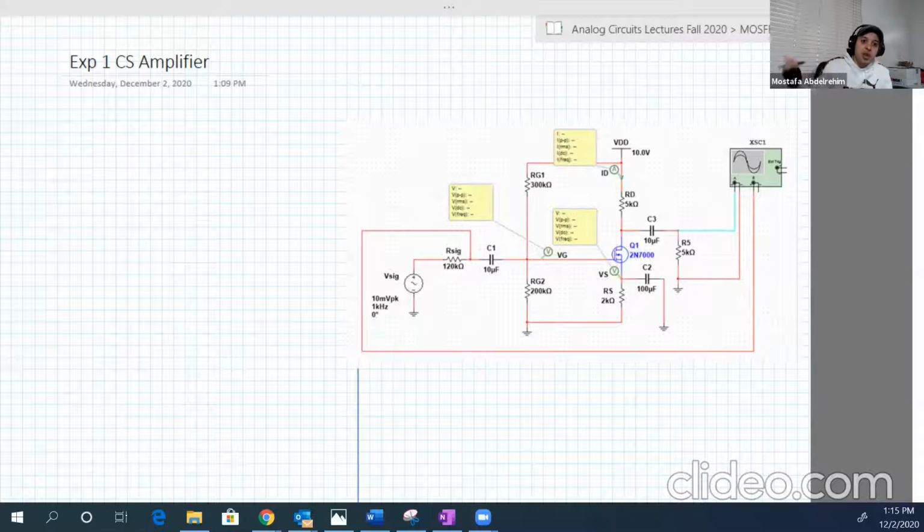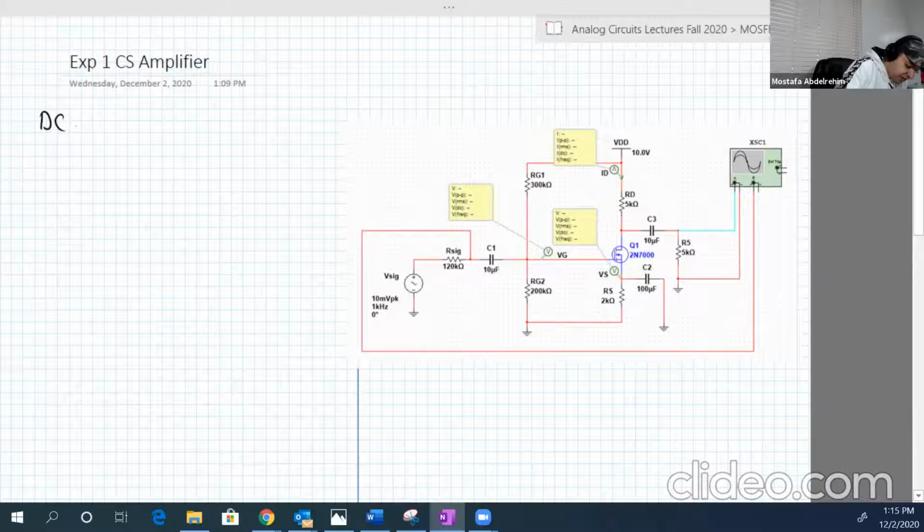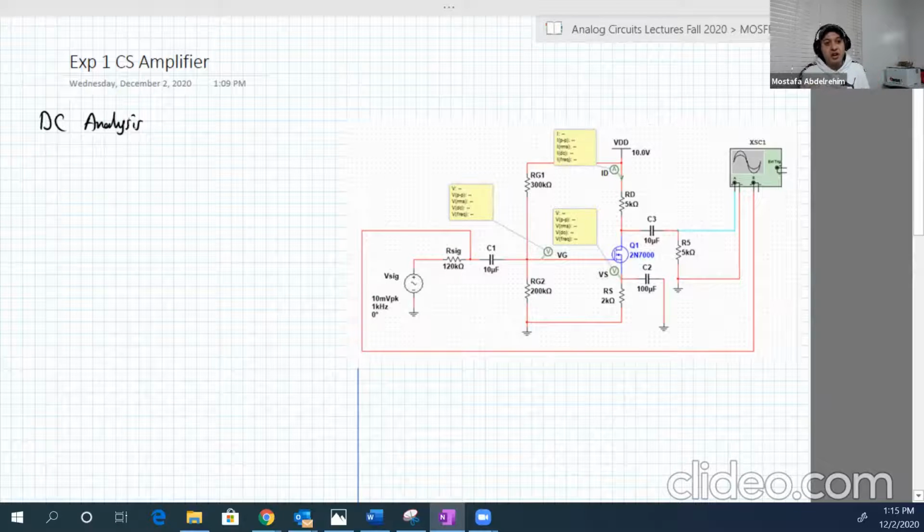But before we go to Multisim and implement and simulate it, we're gonna first analyze it by paper and hand. Let's get an idea about how much the DC voltages and the DC current would be, and also the amplification. So let's start first with the DC analysis, which is very important to check first that we are really running in the saturation region, and also to calculate gm.